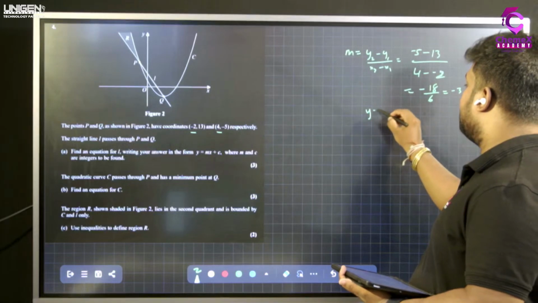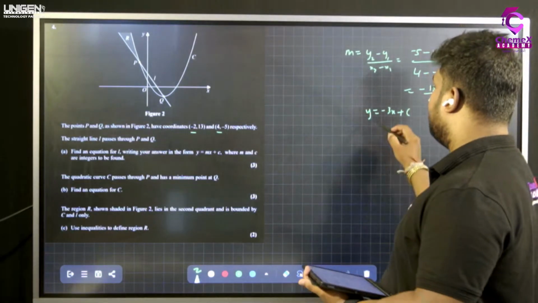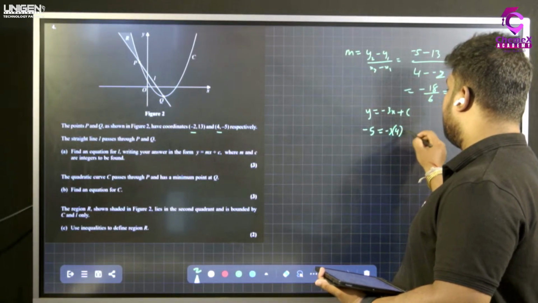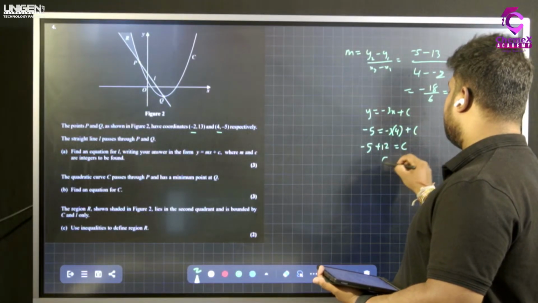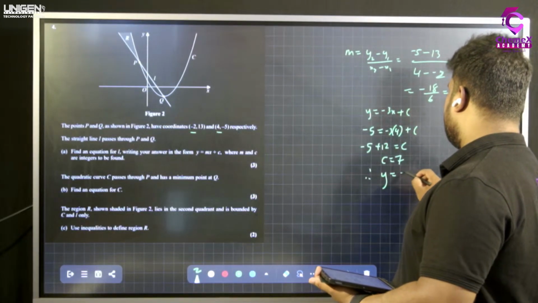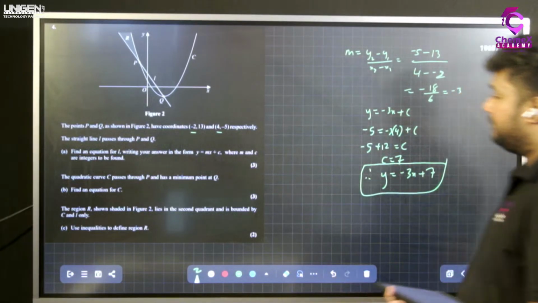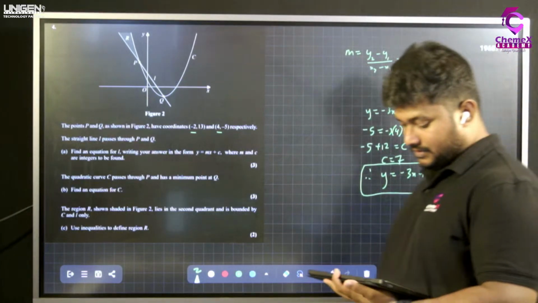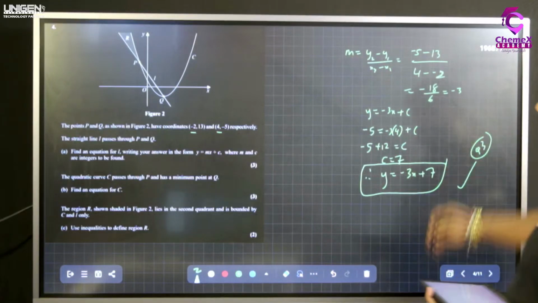So y equals -3x plus c. Take one of the coordinates. I'll take the point (4, -5): -5 equals -3 times 4 plus c, -5 plus 12 equals c, c equals 7. So therefore y equals -3x plus 7. Okay, that's the equation. That's part A done, 3 marks collected.